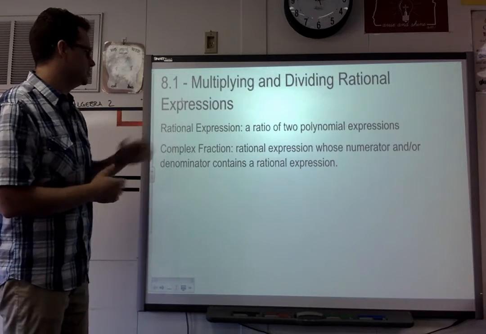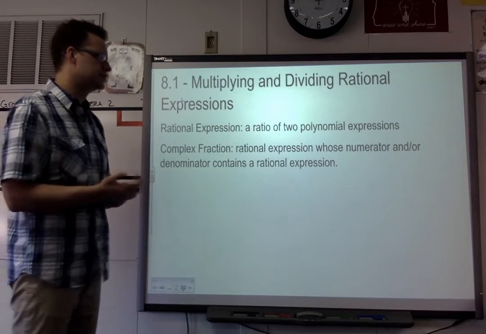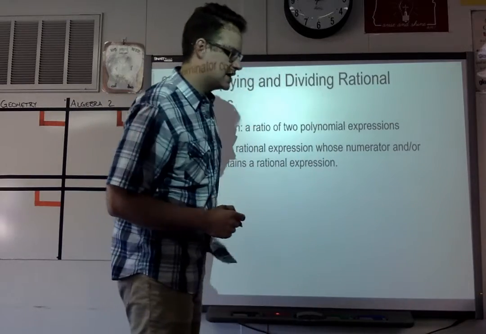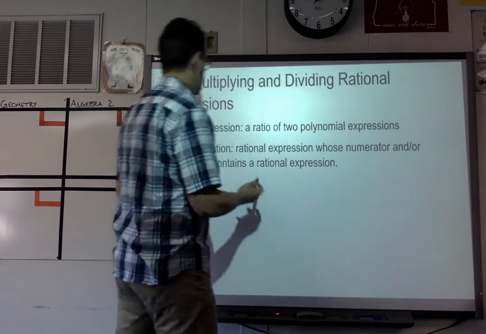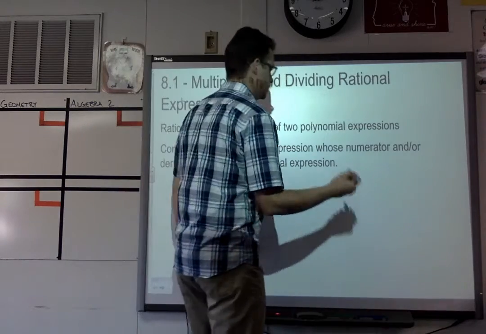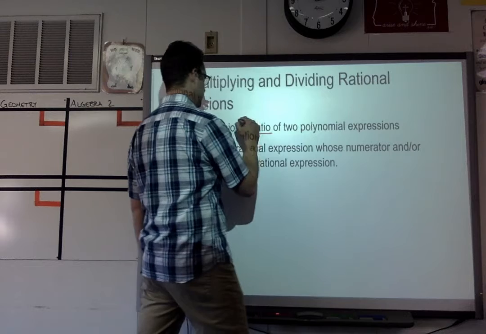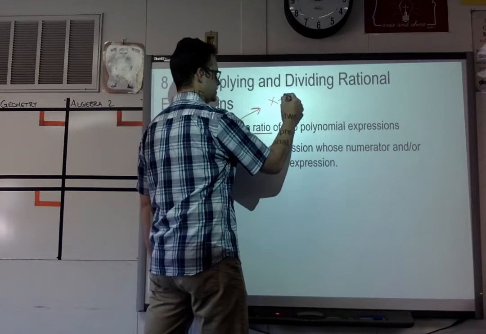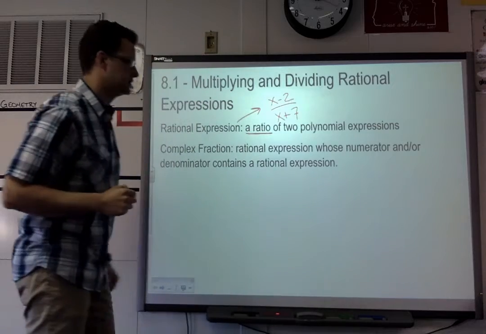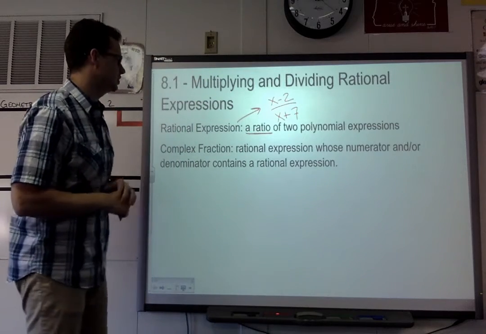So a rational expression is a ratio of two polynomial expressions. So an example of this could be a ratio, meaning it's going to be a fraction. So an example of this could be something like x minus 2 over x plus 7. So that's a rational expression.